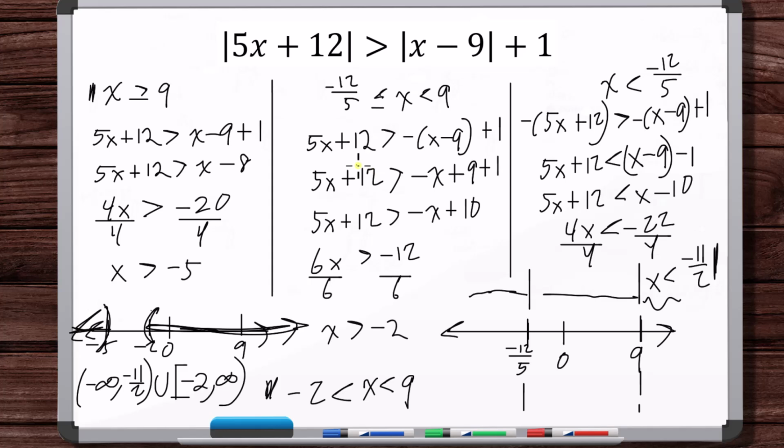Okay, and I think I messed something up here. Let's see. What did I do here? 5x plus 12 minus x plus 9, 6x, 12, or 10 minus 12 is minus 2. Okay. So this is minus 1/3.